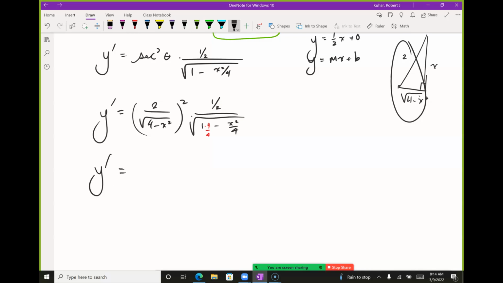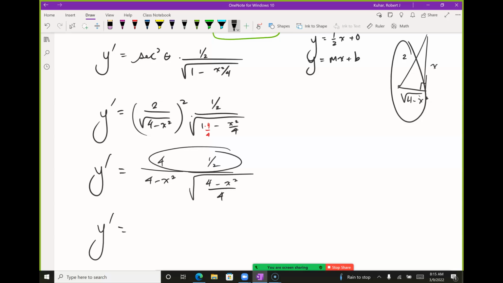Let's keep going here. So I've got 4 over 4 minus x squared. That 4 looks a little funky, right? And then I've got 1/2 over the square root of 4 minus x squared over 4. I got an LCD down in that radical, so that 4 can come out of the radical. Does that make sense? So I've still got 4 over 4 minus x squared.